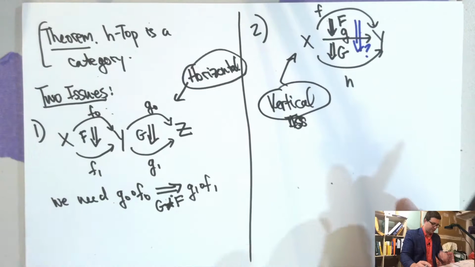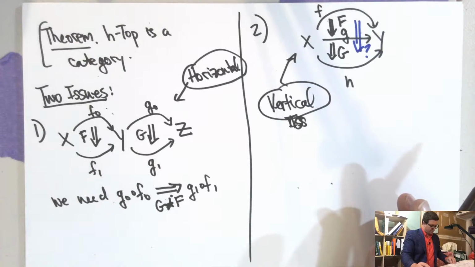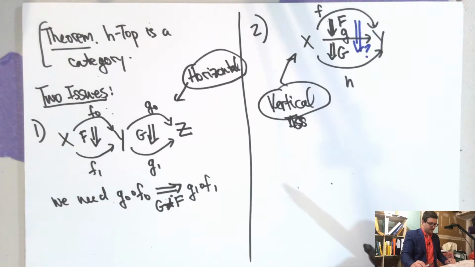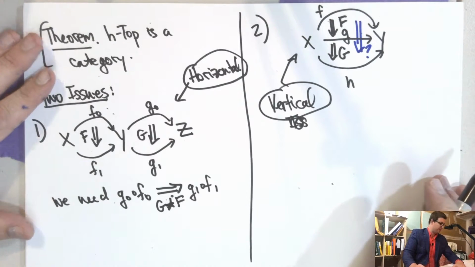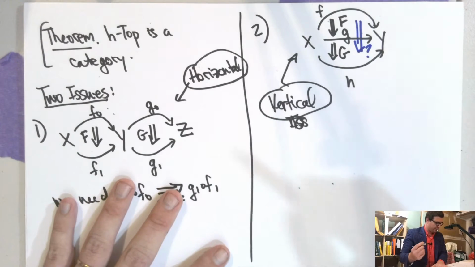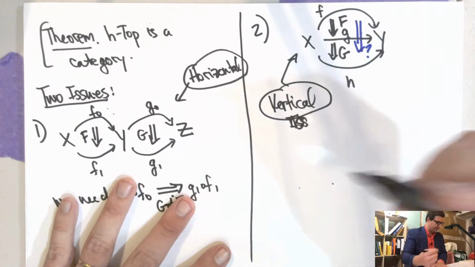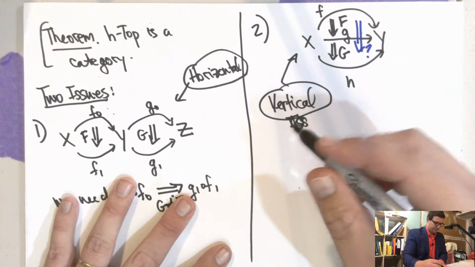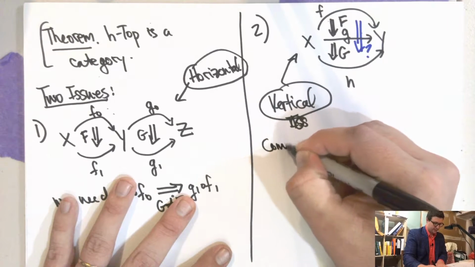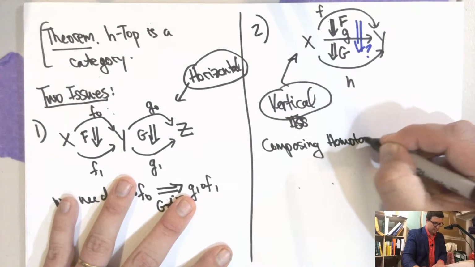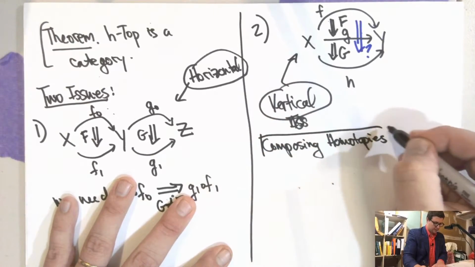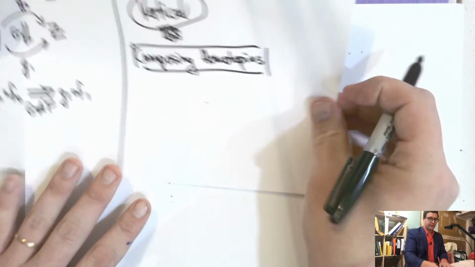Okay, so those are the two issues that we need to deal with in order to make the composition of morphisms well defined. So how do we compose homotopies? The solution of the vertical issue is the easier one to resolve, so let's do the vertical one first.